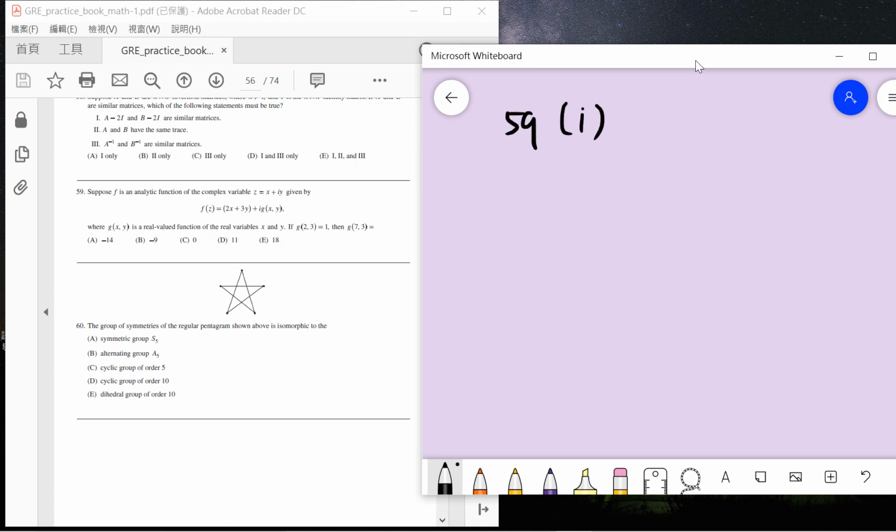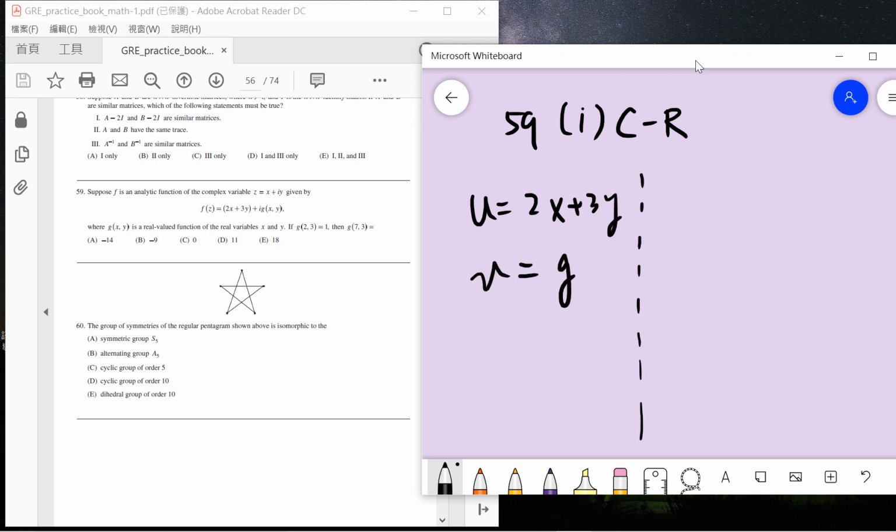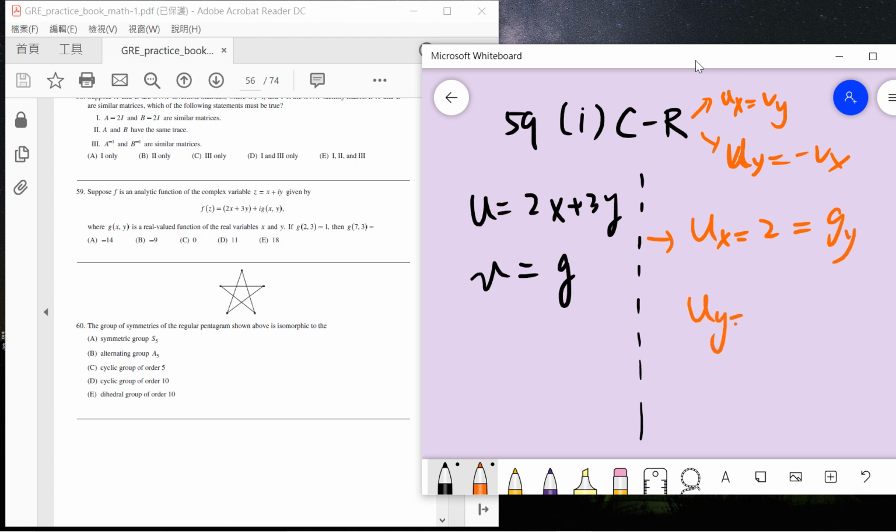The first method is to use the CR equations, Cauchy-Riemann. So u is 2x plus 3y, v is g. If you don't remember that, let me remind you that Cauchy-Riemann says that u_x, the derivative with respect to x on u, is the same as the derivative with respect to y on v. And similarly, u_y is equal to minus v_x. Okay, so u_x is 2, equal to g_y. u_y is 3, equal to minus g_x.